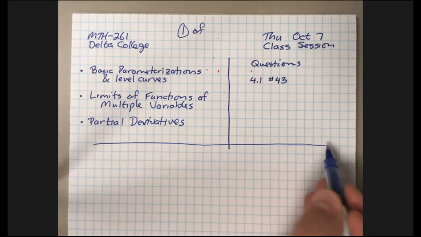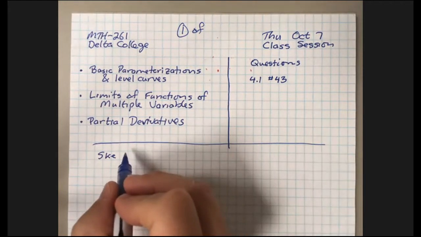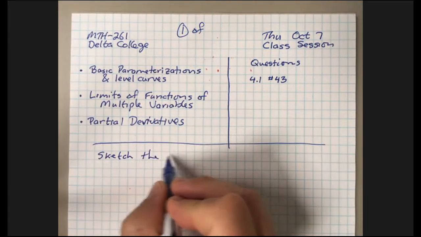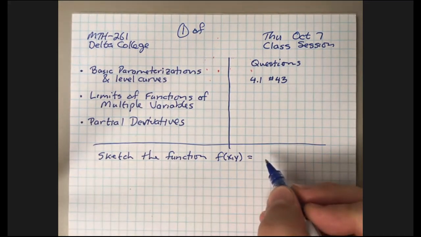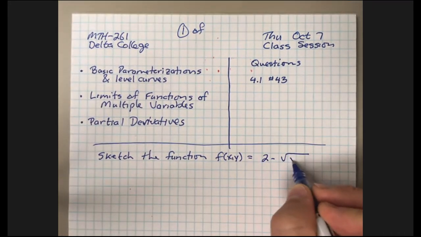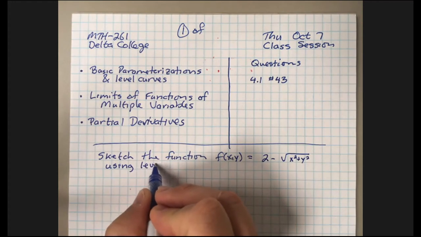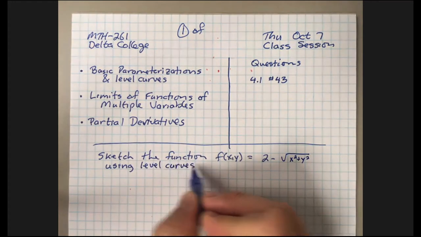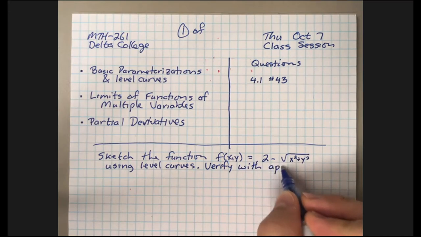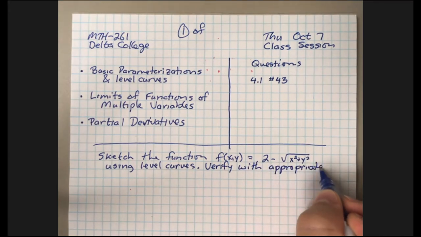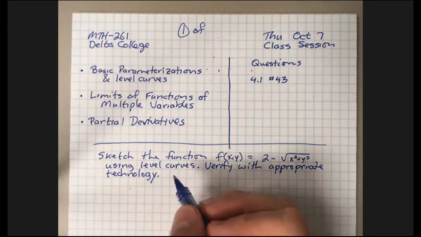So if we pull up this equation right here, this is problem 43 in section 4.1: sketch the function f of x comma y equals 2 minus the square root of x squared plus y squared, using level curves. Verify with appropriate technology. So we want to produce an answer, and we want to have some way of checking that that answer makes sense.